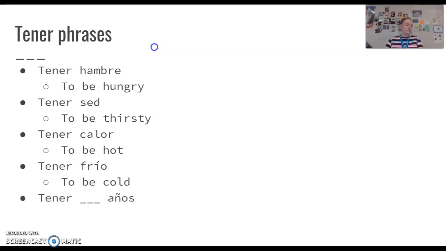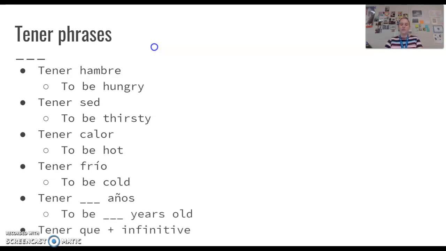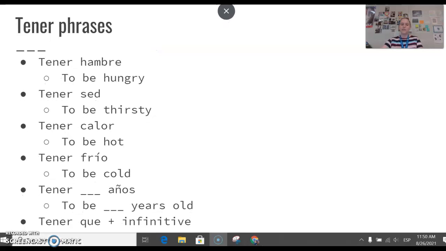Tener años, to be an age. And tener que with an infinitive, and that is to have to do something. You don't necessarily translate that que. It's just there to show an obligation. Okay. Go away, bar. I don't know how to make it go away. It might go away. Tener que is to have to do something.